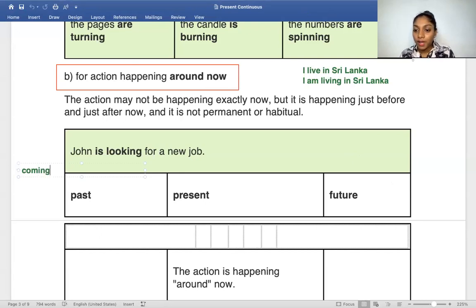Coming. I am participating online classes these days. Very good, Netmi. Lavanya. Yes, very good. We are working hard.